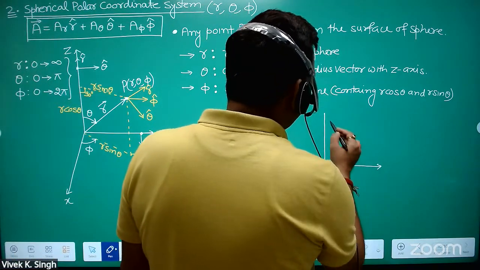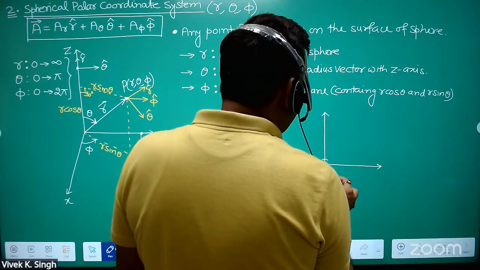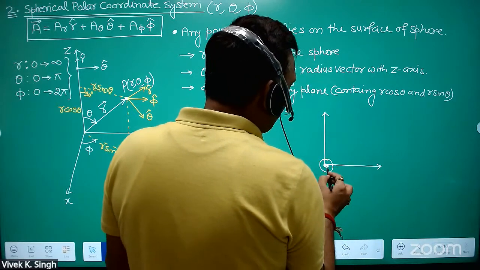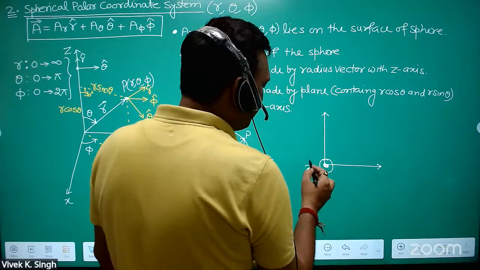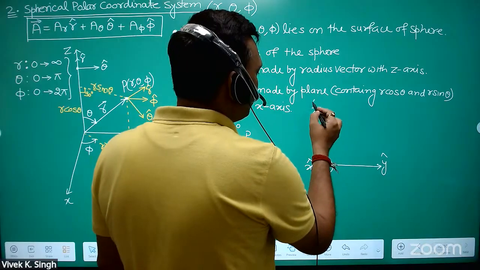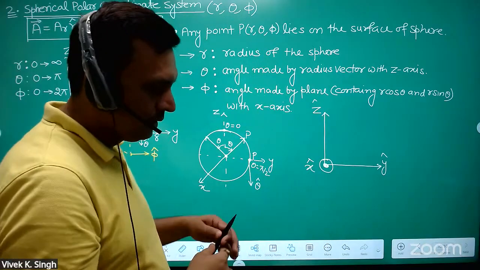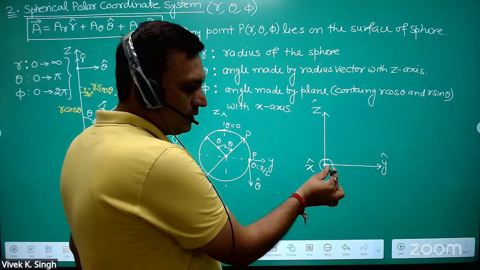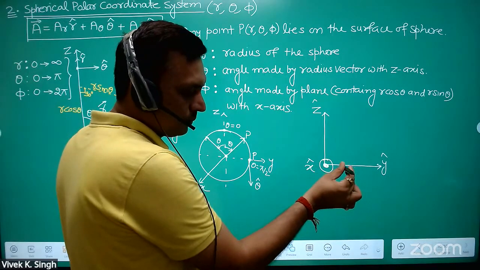Now see, let's say x cap is perpendicular to it, meaning the outward direction I am taking is x cap. And I am taking this direction to be y cap and this direction to be z cap. So this is the x cap direction. Yes or no?